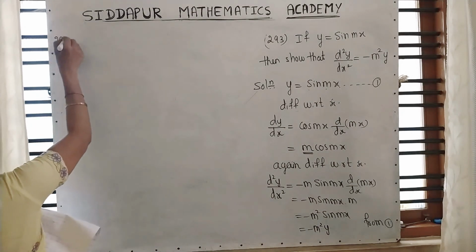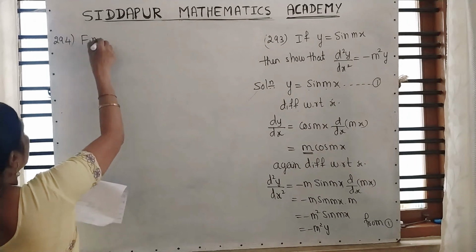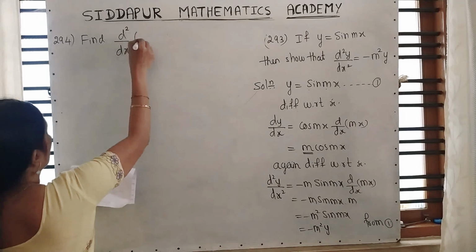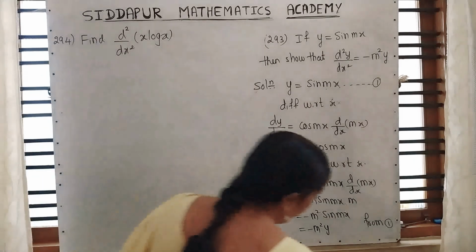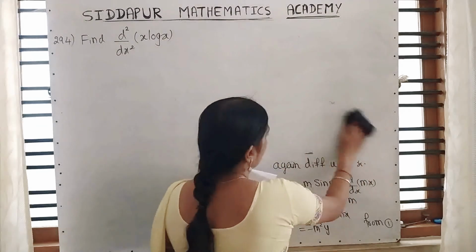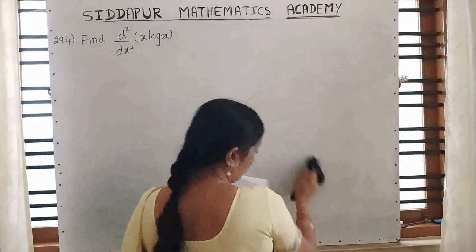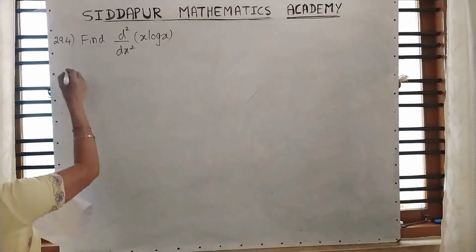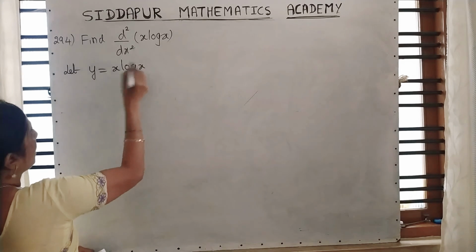Question number 294. Find d square upon dx square of x log x. So indirectly they are asking you the second derivative. The way of asking is different. Now let us take this as a y. Let y is equal to x log x.